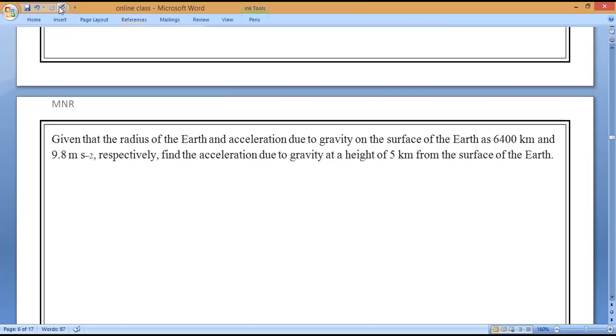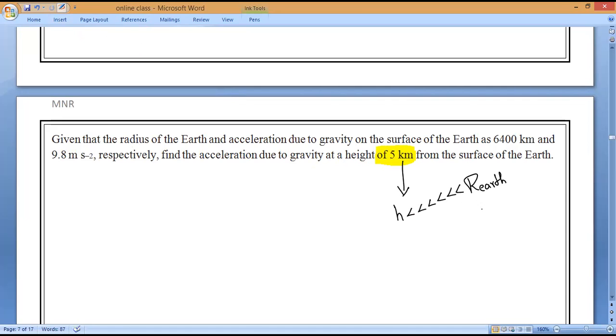The second question is also a similar question, but here there is only one difference. What is the only difference? Anybody can tell me? Here the height of travel is just 5 kilometers. Is it much smaller than the radius of the earth or bigger? It is very, very small. Yes or no?